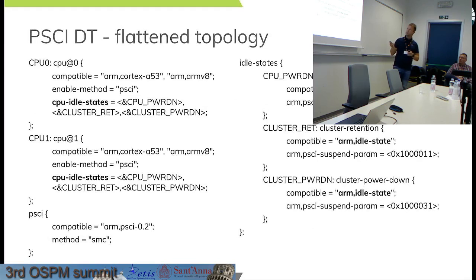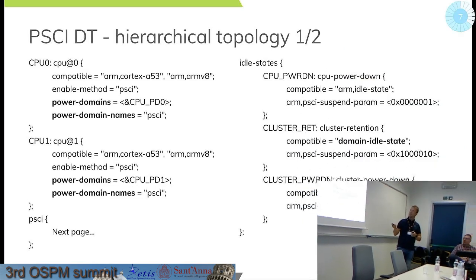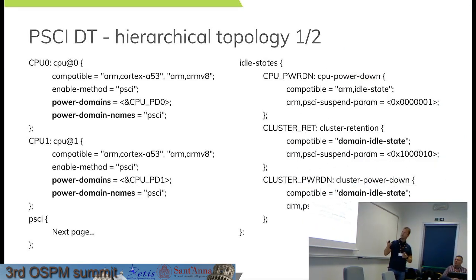So first of all, we needed to make a new change in DT to be able to describe this topology, and we more or less just reused the topology description that was available for power domains in the MPD. But the main thing is that we moved the CPU idle states description out of the CPU node. And this is the legacy way with a flattened model. And now we're moving it into the power domain nodes instead.